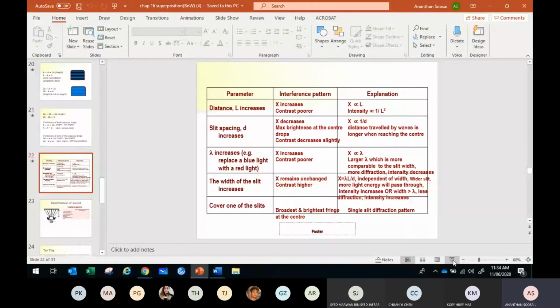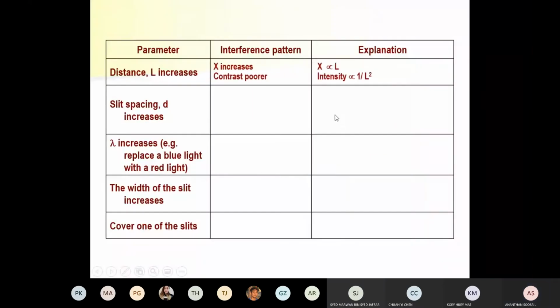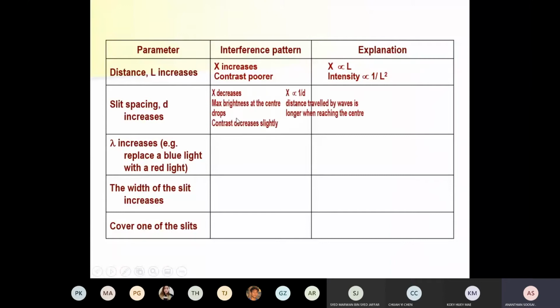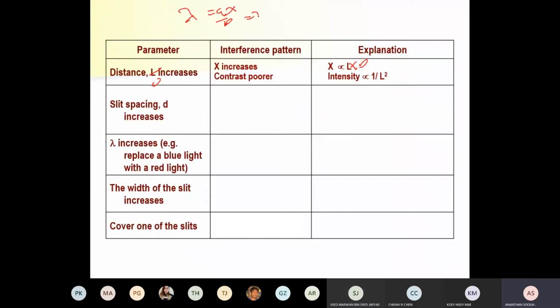So that's the first thing. The x increases because x is proportional to D. As I told you, the L you take it as D, capital D. Lambda equals ax over D, so x is lambda D over a. So we found x is proportional to D. That's the explanation.